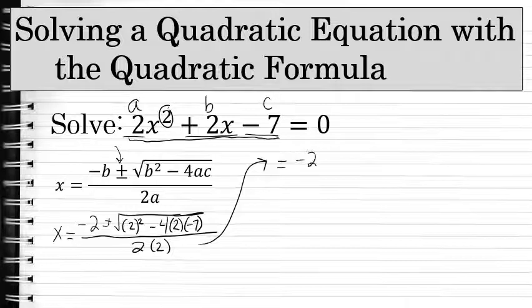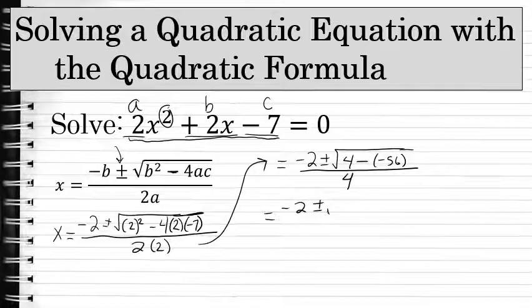Simplifying the numerator, more specifically the expression under the radical in the numerator, gives me 2 squared, which is 4, minus 4 times 2 times negative 7, which is negative 56. To be a little careful with the signs here, the quadratic formula includes a negative sign, so in this case I have 4 minus negative 56, all over 2 times 2, which is 4. Now, under that radical sign, 4 minus negative 56 is the same thing as 4 plus 56, which is 60.